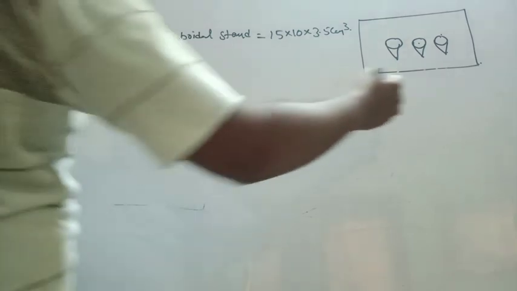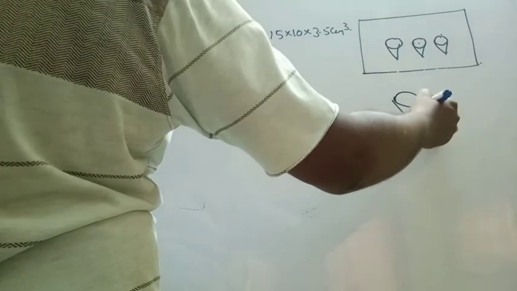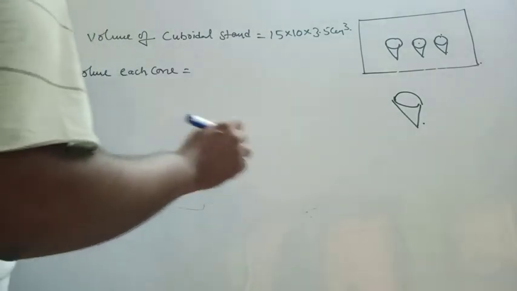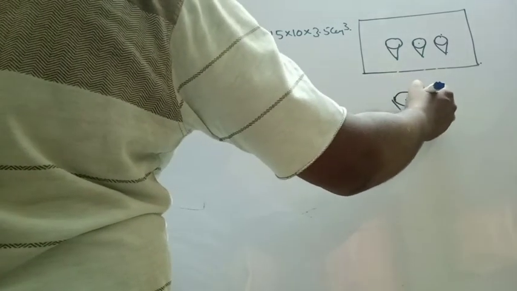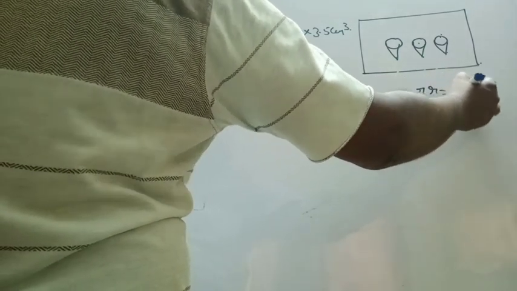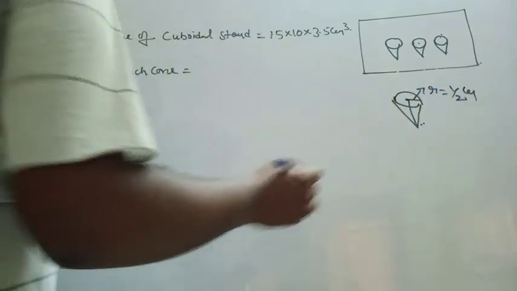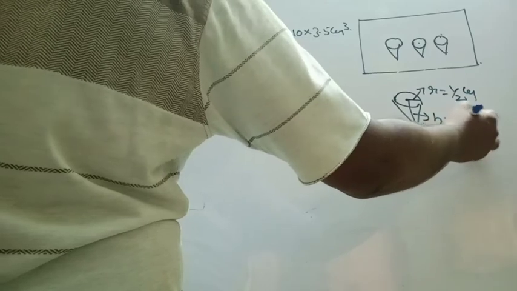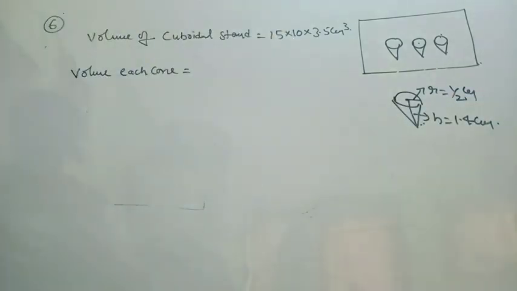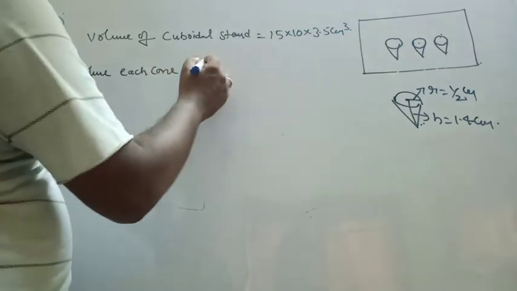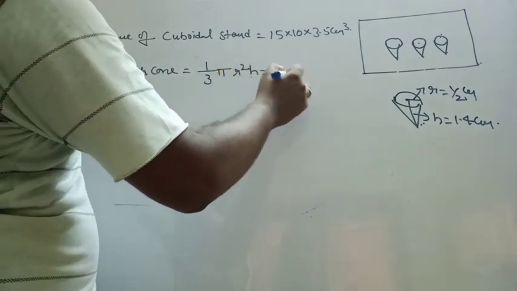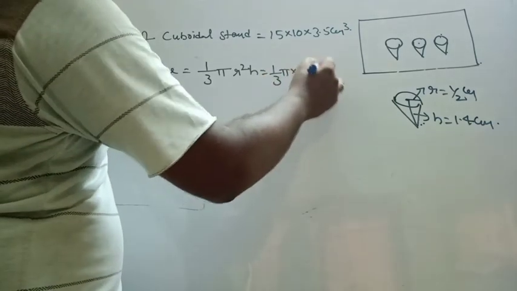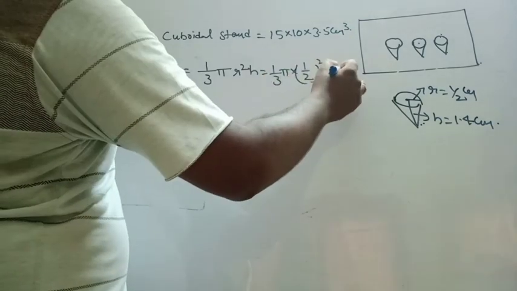Each cone has measurements that are also given very nicely. The radius r is equal to 1/2 centimeter, that is 0.5 centimeter, and the height is 1.4 centimeter. Now the volume of each cone is 1/3 pi r square h: 1/3 into pi into 1/2 whole square into h, and h is 1.4.